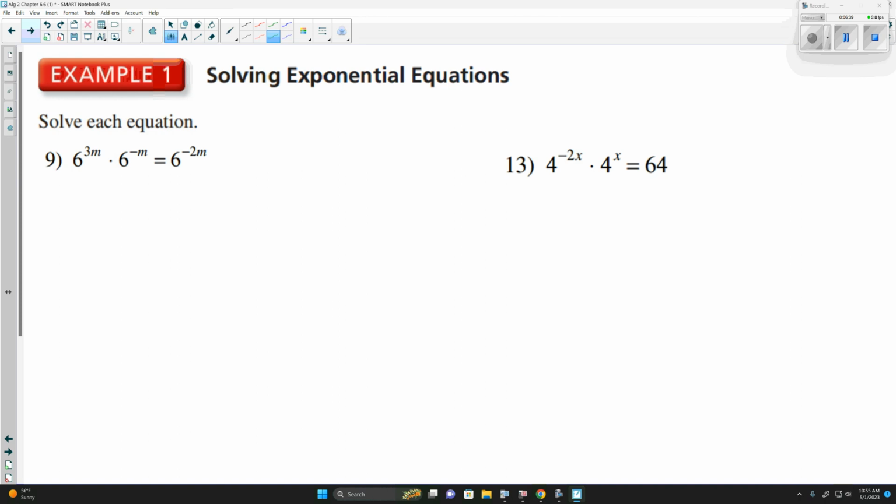Let's look at the next one here. We have 6 to the 3m times 6 to the negative m is equal to 6 to the negative 2m. Now this one's a little bit different because on the left-hand side we do have 6 twice, but whenever we multiply like bases, we add the exponents. So we can simplify this to 6 to the 3m plus negative m.